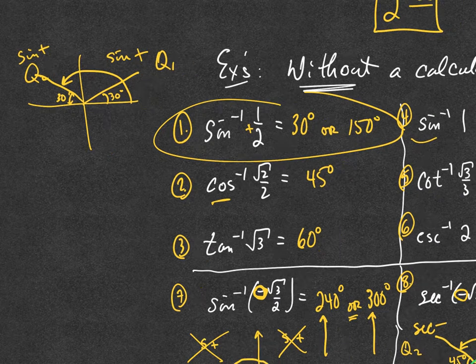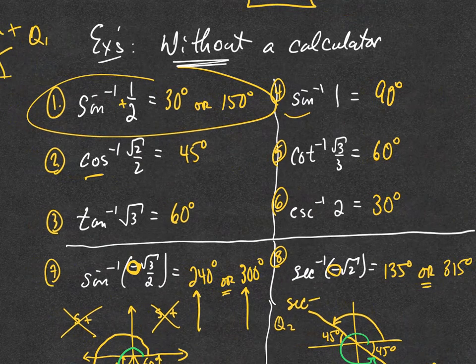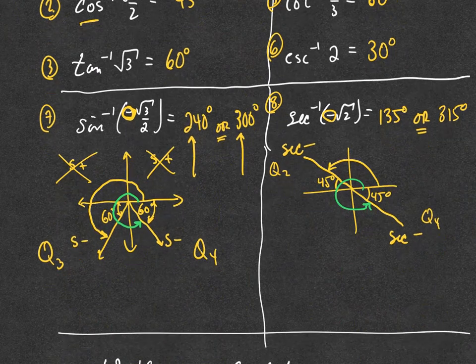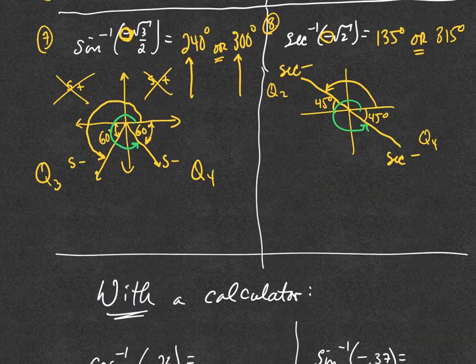And the same would be true for almost all of the first 6 problems. Number 4 is an exception. But 1, 2, 3, 5, 6 would all have 2 different places that the sine would be 1/2. Cosine would be the square root of 2/2. The tangent would be the square root of 3, and so on. But again, I'm only going to require you guys to get one of the 2. When there's 2 options, I'm only going to ask you for one of them.